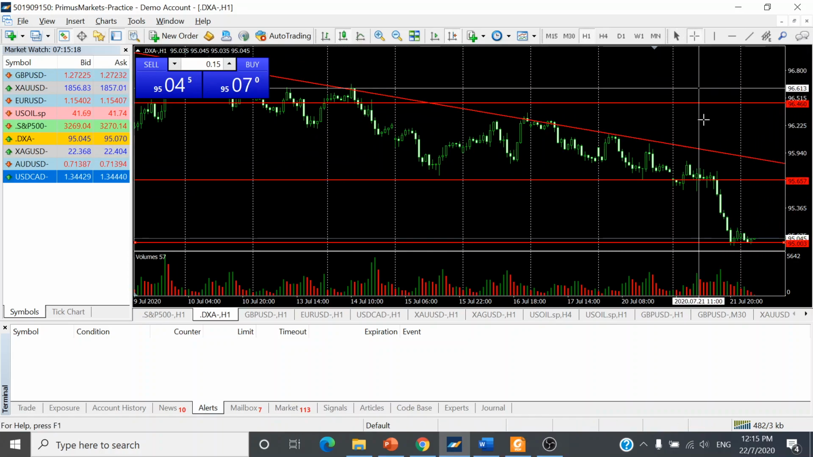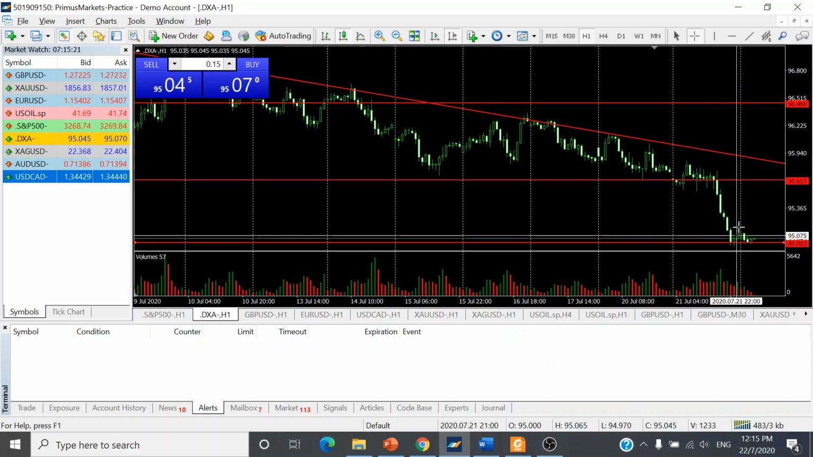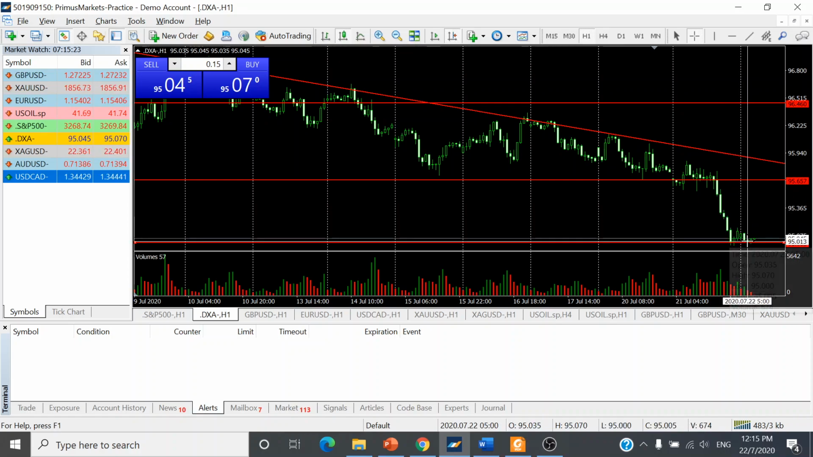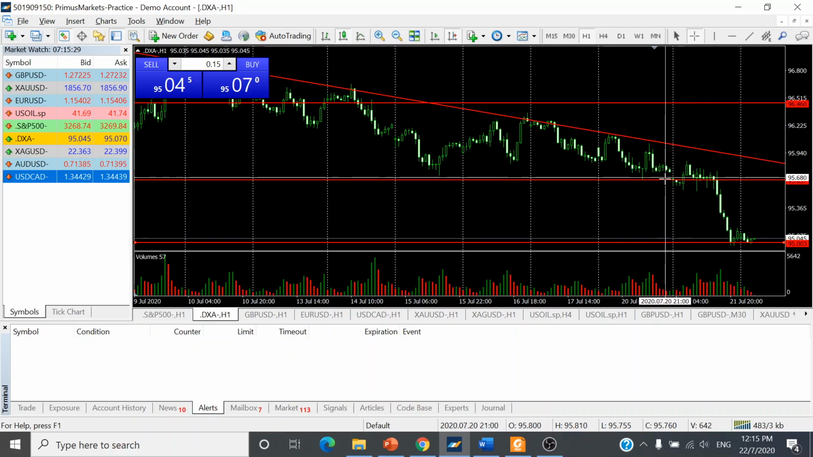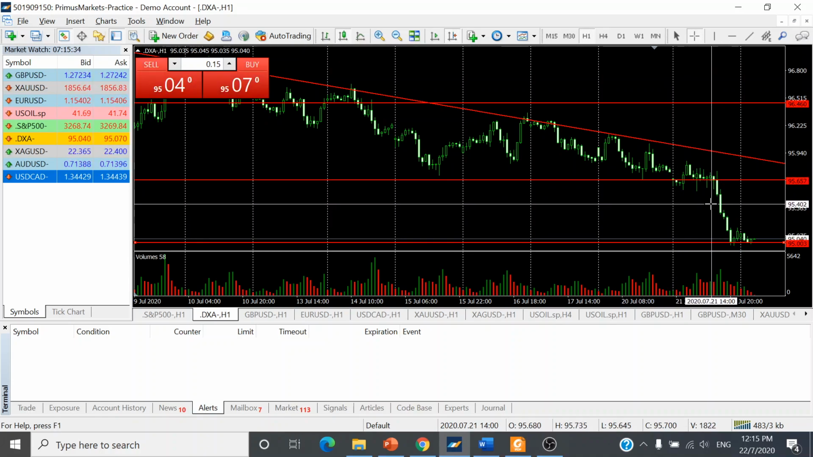So it weakens for 1, 2, 3, 4, 5 hours, and then it goes quiet, and currently it's resting at this 95.00 levels. So let us have a look and see how the other major currencies reacted to the weakening of the US dollar. So mark the time again, 1600 plus 5, which is 21, 9 p.m.